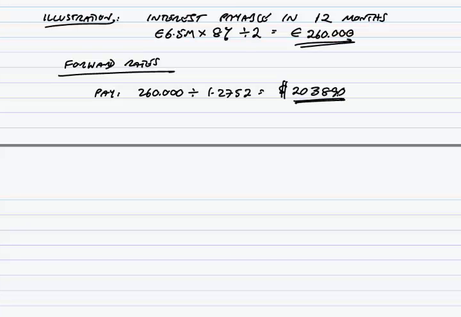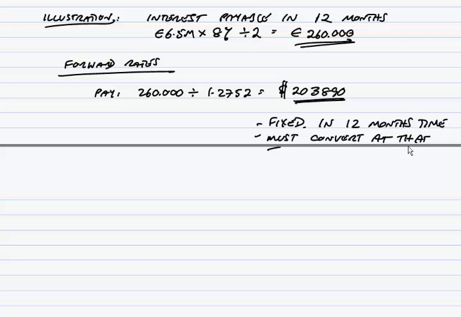And prove you understand how they work. Remember, that would be fixed in 12 months' time. You don't convert any sooner, but if you've gone for that forward rate, you have to convert. I'll write that down as well. You must convert at that rate. It's an obligation, there's no choice. So whether the spot rate in 12 months is better or worse is irrelevant. It's fixed at 203,890.